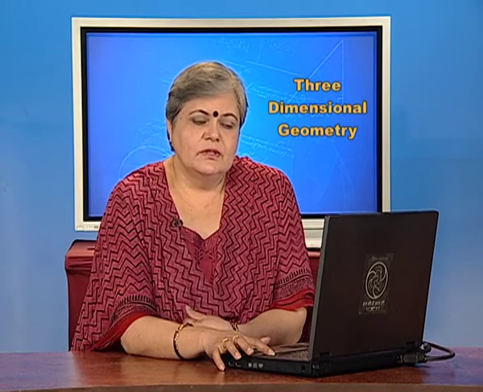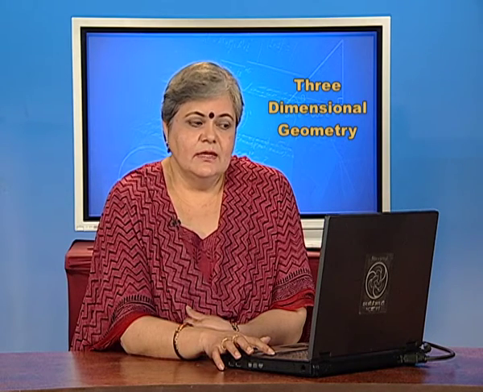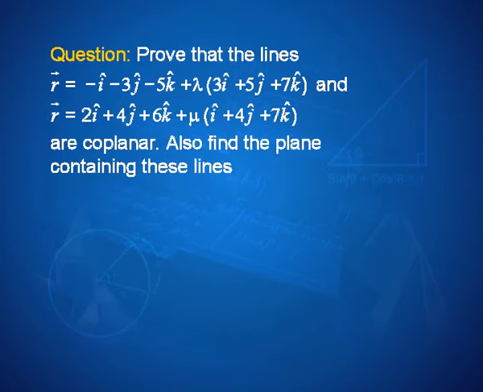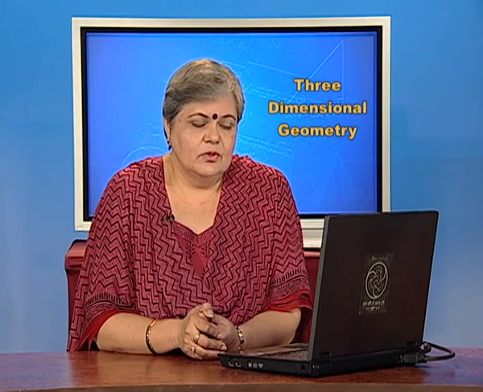It is a simple to use property that comes in handy if you look at our problem here. That is exactly what it requires. We want to prove that the lines vector r equal to minus i cap minus 3j cap minus 5k cap plus lambda times 3i cap plus 5j cap plus 7k cap, and the vector r equal to 2i cap plus 4j cap plus 6k cap plus mu times i cap plus 4j cap plus 7k cap are coplanar. And not only that, the question also asks you to find the equation of the plane containing these lines. So, a little extension of the problem is also added.